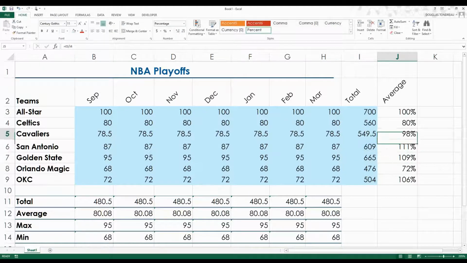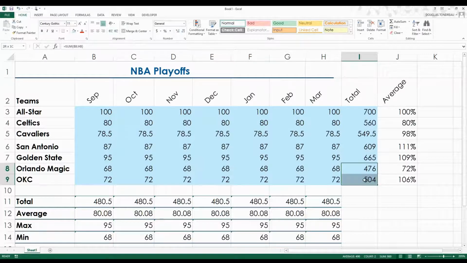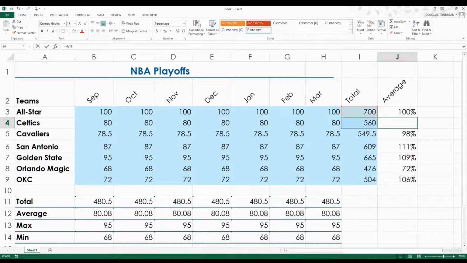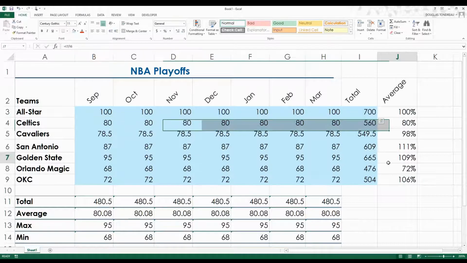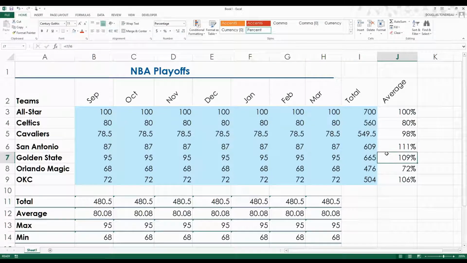So what I basically have here is a relative function, right? By default, Excel is thinking that I want it to divide the numbers based on the previous number, right? And that is not what I am looking for. What I'm actually trying to do is divide every single one of these numbers by the all-star numbers because the all-stars represent a perfect score. So how do I get this done?